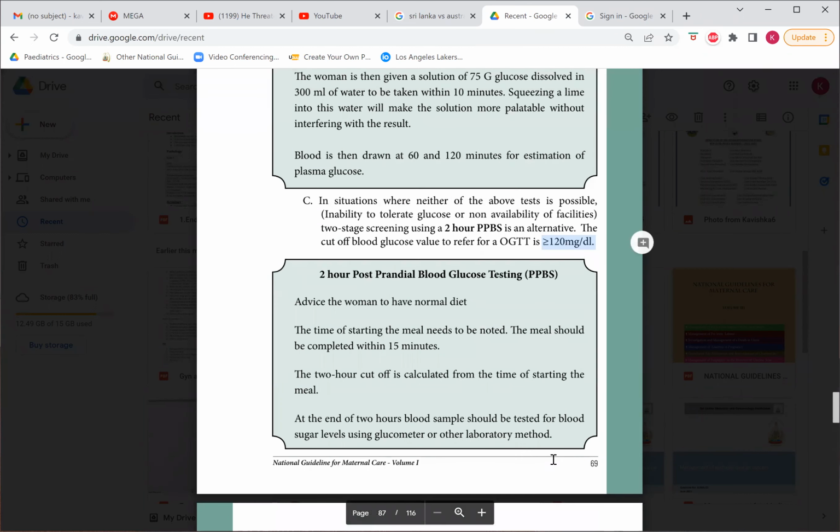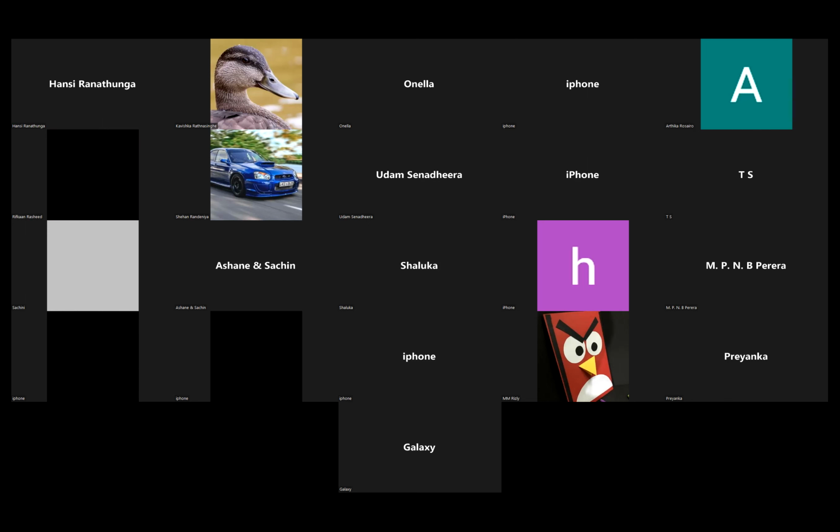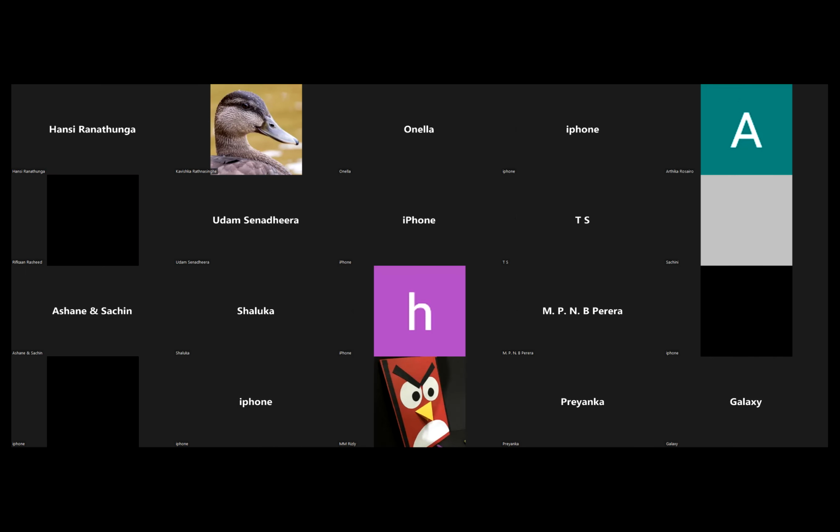What is this DIPSI thing? DIPSI is the one stage, the first box.